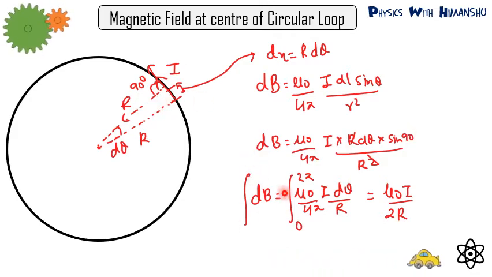So if we integrate on both sides, we have to find the total magnetic field. So we have to move around the circle. So theta will vary from 0 to 2 pi. Mu naught by 4 pi, I and r are constant, and the integration of d theta will be theta, and putting 2 pi, the answer will be mu naught I by 2r. So to remember this formula: the magnetic field at the center of a circular loop is mu naught I divided by 2r, where I is current, r is radius. So the more the current, the more the magnetic field; the more the radius, the less the magnetic field.